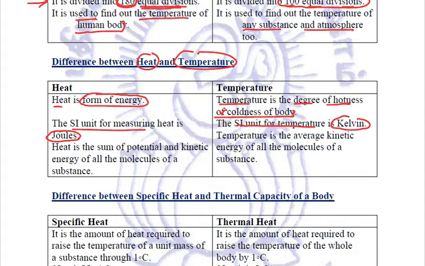It is Kelvin. And secondly, we do not use the word degree with Kelvin. It is not degree Kelvin. It is simply Kelvin. But with Celsius, we use degree. Okay.